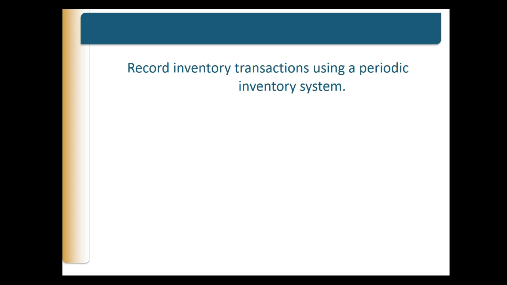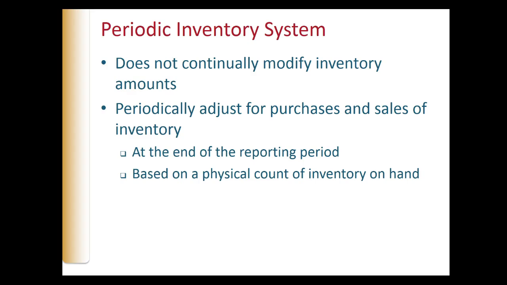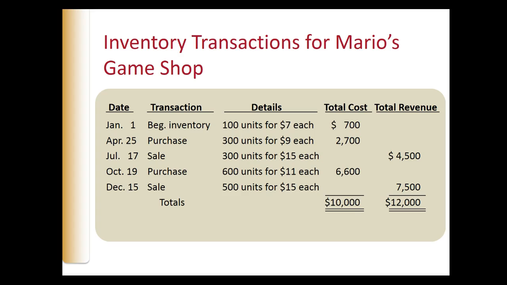Next, we're going to look at the periodic system. Now, the periodic inventory system does not continually modify inventory amounts. It just periodically adjusts for purchases and sales of inventory at the end of a reporting period based on a physical count. Let's look at the inventory transactions of Mario's Game Shop from January 1st through December 31st to understand how they are recorded under the periodic inventory method.